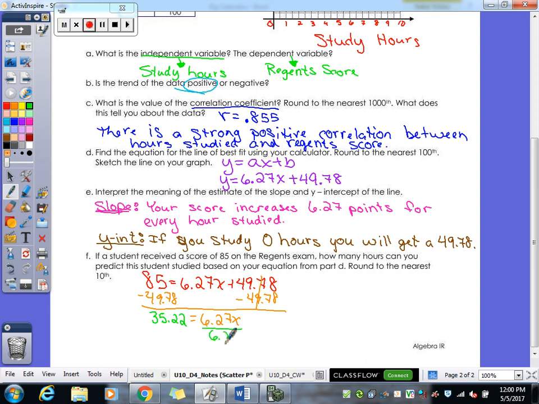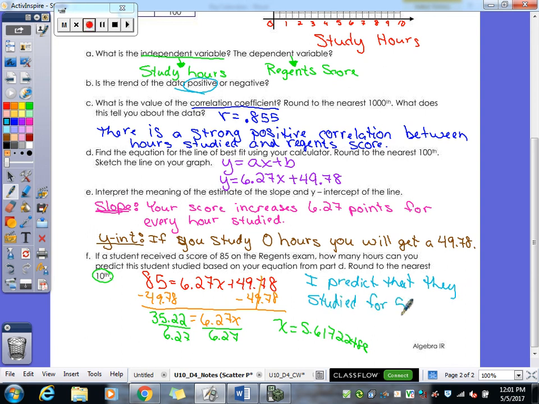And then what do we divide by? 6.27. Very good, 6.27. So we get a big, huge, long decimal, which you should always write first. Answer though to the nearest tenth. So what would that be? 5.6. So I predict that they studied for 5.6 hours.